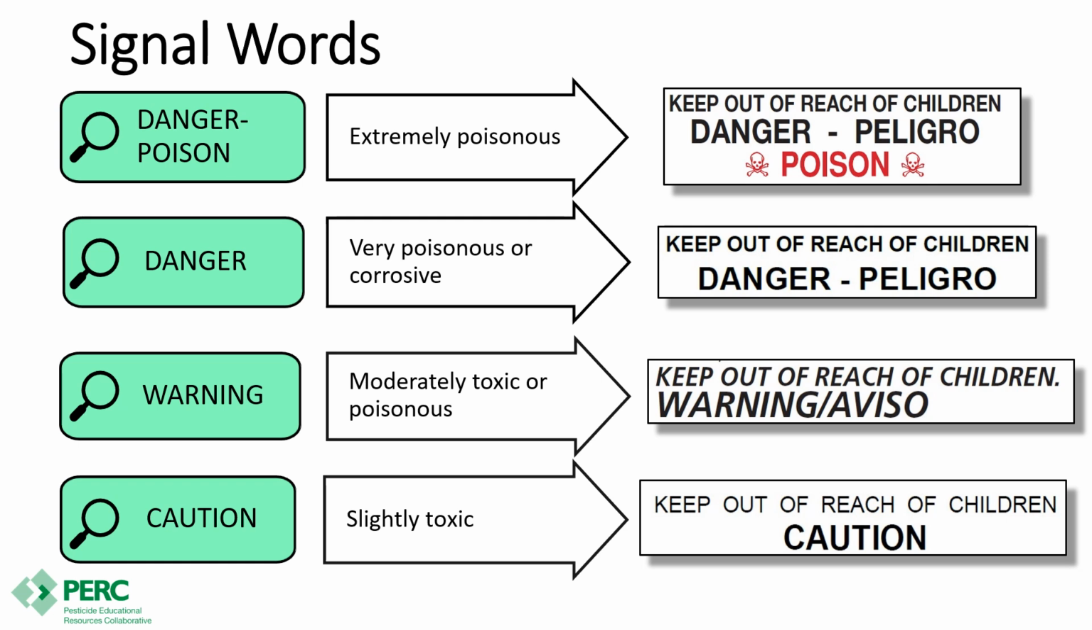Danger means the pesticide is very poisonous if it enters your body, or it is corrosive and causes irreversible damage to the skin or eyes. Even small amounts of this product will cause serious harm.